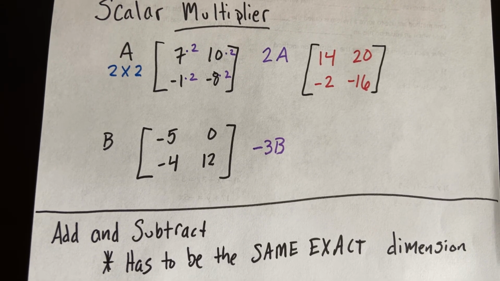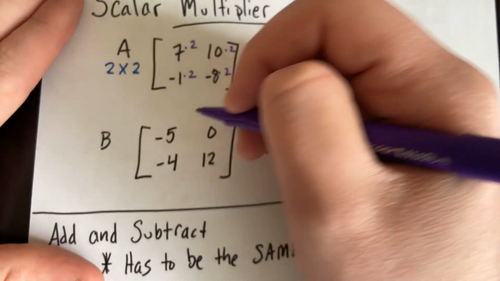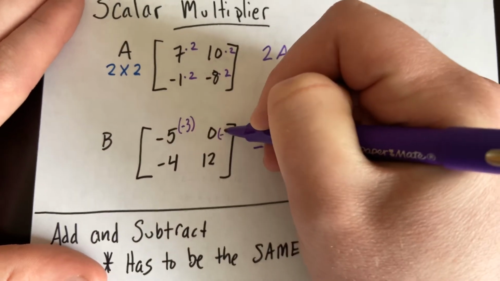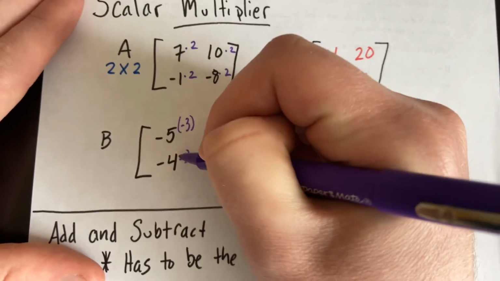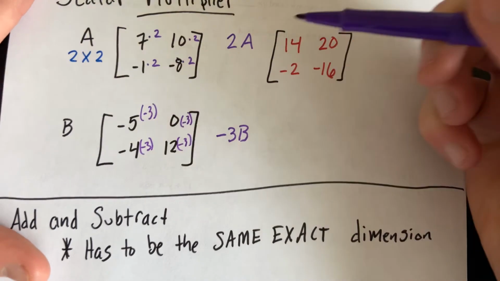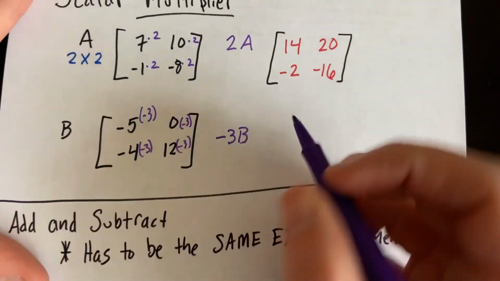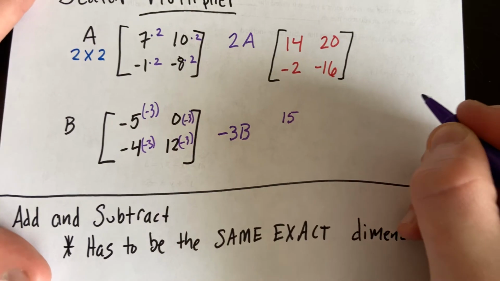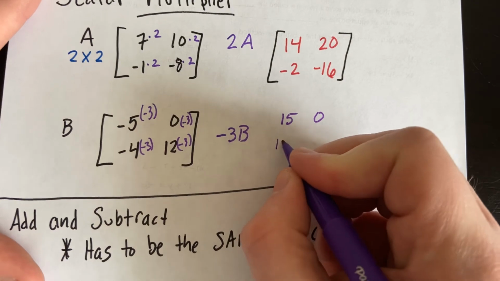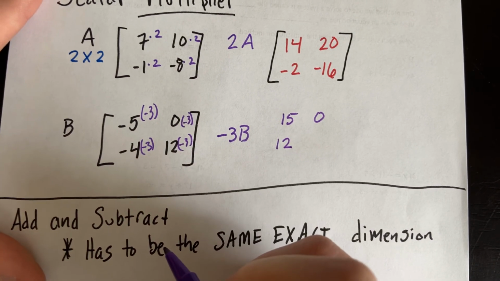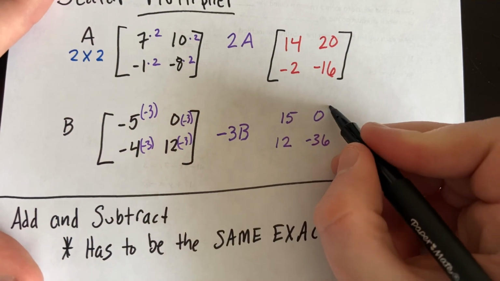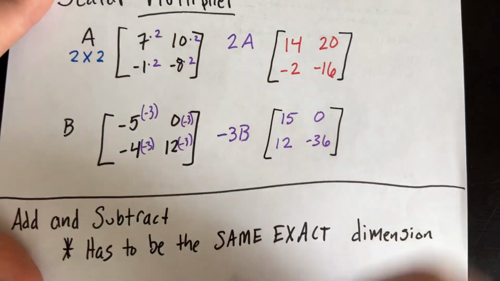Okay, so if you see this, we have the matrix B, and the question's asking you what is negative 3B. So literally all that's asking you to do is every number that you see in your matrix there, we need to multiply by a negative 3. Okay, so off to the side, I'm going to multiply all those numbers by my negative 3. So negative 5 times negative 3 is a positive 15. 0 times negative 3 is a 0. Negative 4 times negative 3 is a positive 12. 12 times negative 3 is a negative 36. Okay, so here would be that new matrix B to a scalar of negative 3.